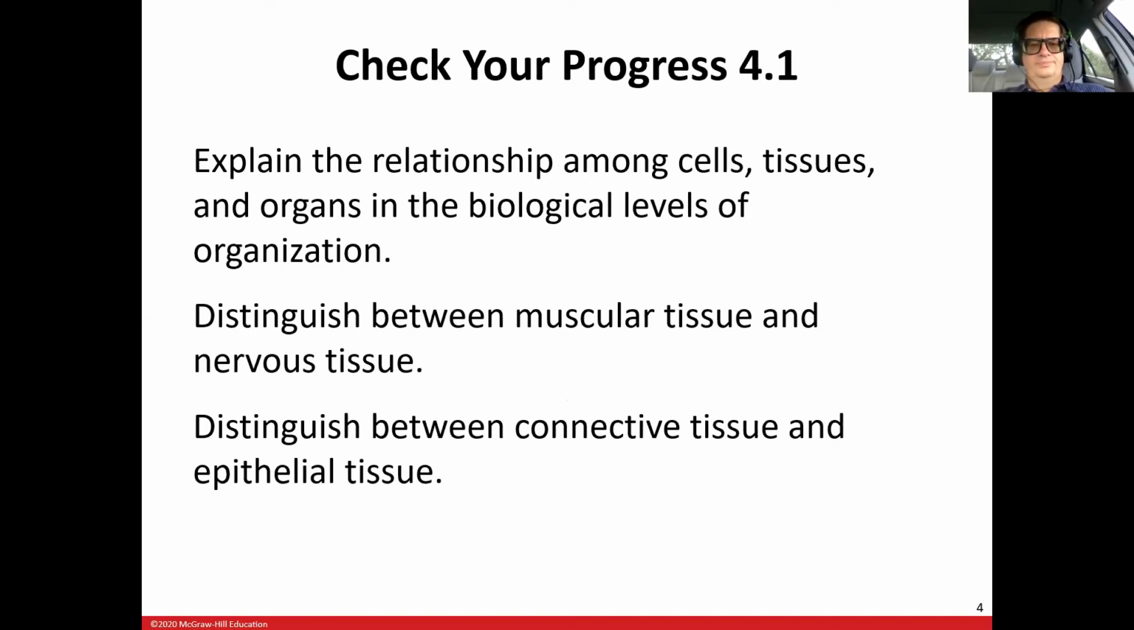So it says here the relationship among cells, tissues, and organs. That's pretty straightforward. The cells that work together are tissues. Different types of tissues working together form organs. And then organs work together to form organ systems. Let me give you an example.